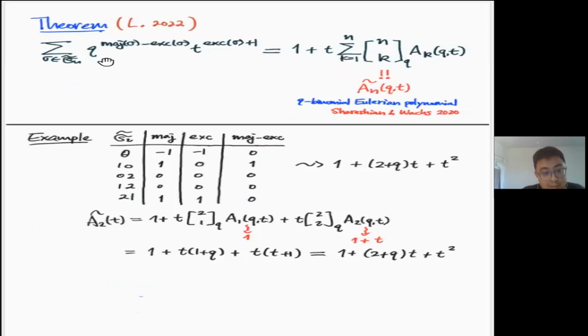So if we compute the major minus exceedance and exceedance over these decorated permutations, you will get these things. And these are actually something called the n tilde q,t, a q-binomial Eulerian polynomial studied by Hsin-Chieh and Wachs in 2020. And so these are examples. If you compute using the statistic, you get this thing, and use the definition here, A2 tilde t, you will get the same thing.